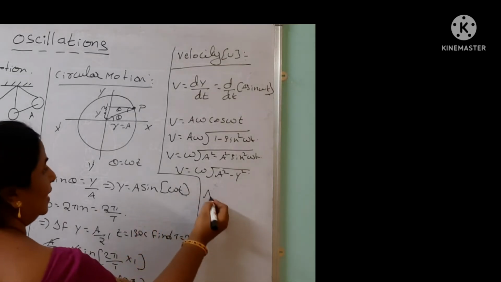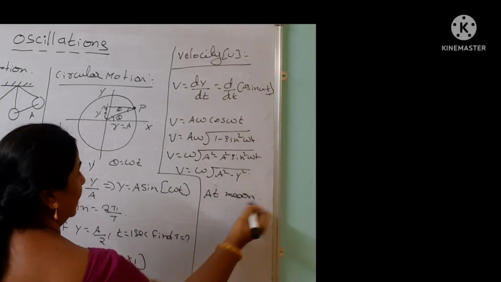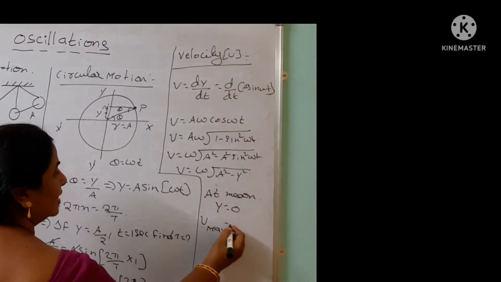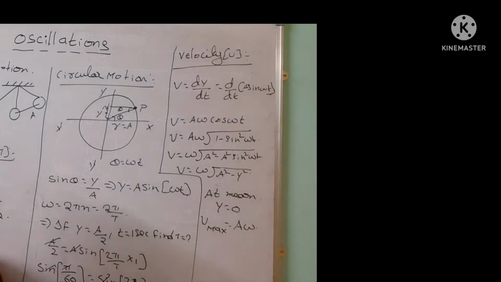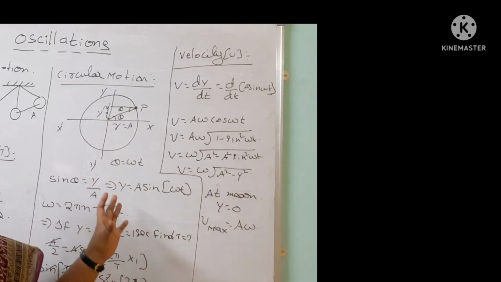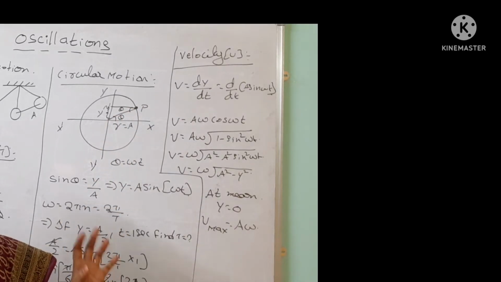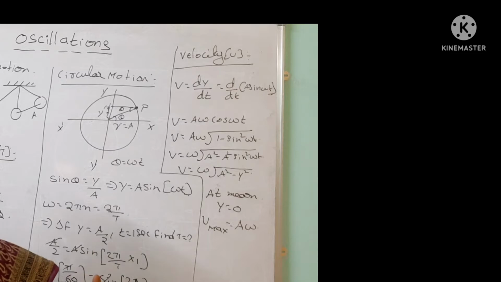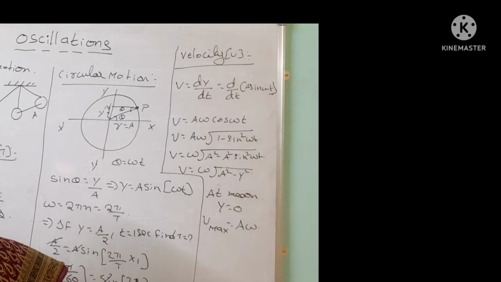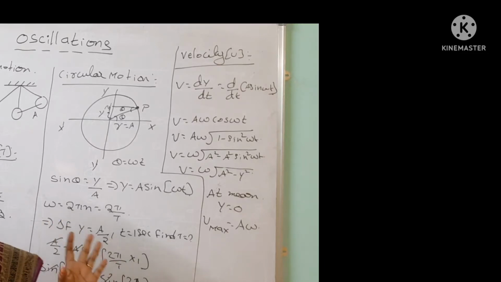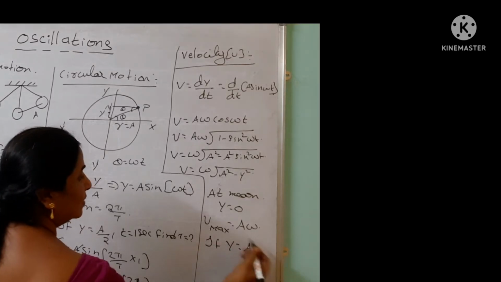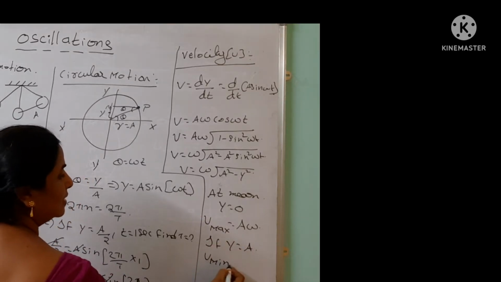But now look here at the mean position, the starting position. Displacement equals how much? 0. At that time it has maximum velocity, V maximum equals a omega. Suppose in your problems you are asked to find the maximum velocity, don't do such things. Simply multiply the amplitude and angular velocity. Suppose amplitude is 5 and omega is 10. So 10 into 5, 50 meters per second is the maximum velocity in this case. Then at the extreme position y equals a, you are getting V minimum equals 0.